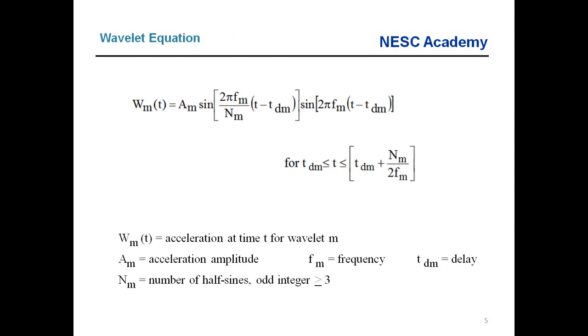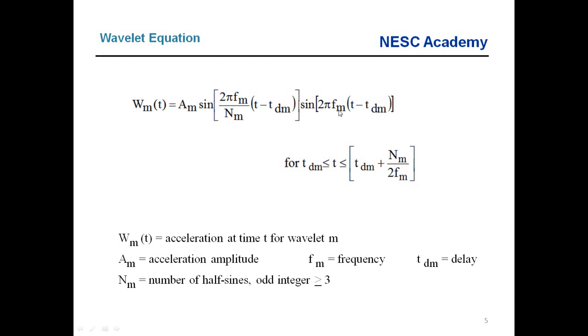So here's the wavelet equation, and it's a lot simpler than it might look at first. This is just for an individual wavelet. We'll say W sub m is the acceleration at time t for wavelet m. Then we have an acceleration amplitude A sub n. And here we have two sine functions. The second of the two is the main sinusoidal oscillation. It's 2 pi f sub m, where f sub m is the frequency of the wavelet. Then in parentheses we have t, the independent variable time. And then we have t sub dm, which is a delay time.